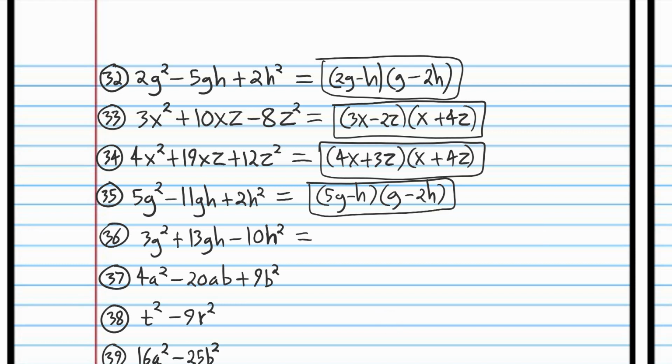Try number 36 and realize that there's two options for 10. It can be 2 times 5 and it can be 1 times 10. And of course, one of them has to be negative. So try 36, and when you come back, we'll do it together. All right, we're back. So that's going to be 3g and g, and I'm going to try negative 2h and positive 5h.